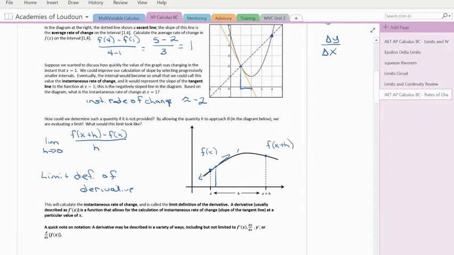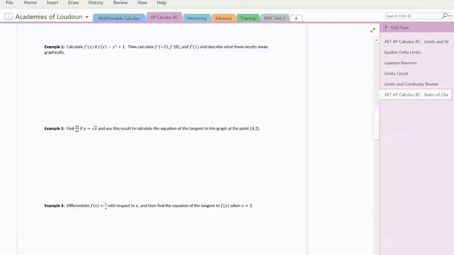So a derivative, which we're going to write as f prime of x, is the function that allows for the calculation of the instantaneous rate of change, or the slope of the tangent line, at a particular value. We can write this as f prime of x, dy/dx, y prime, or d/dx of f of x. So we're looking for f prime of x if f of x is equal to x squared plus 1.